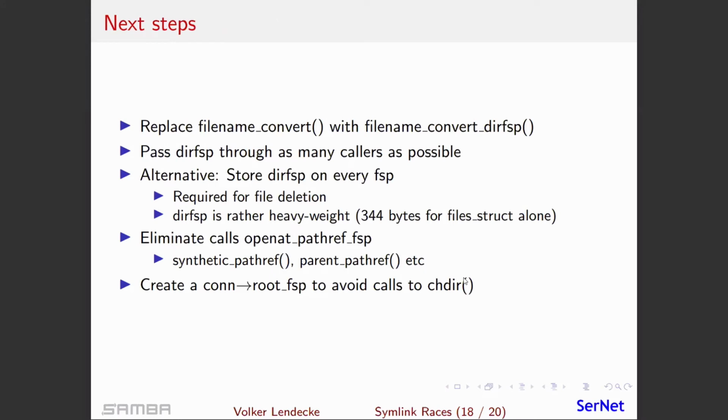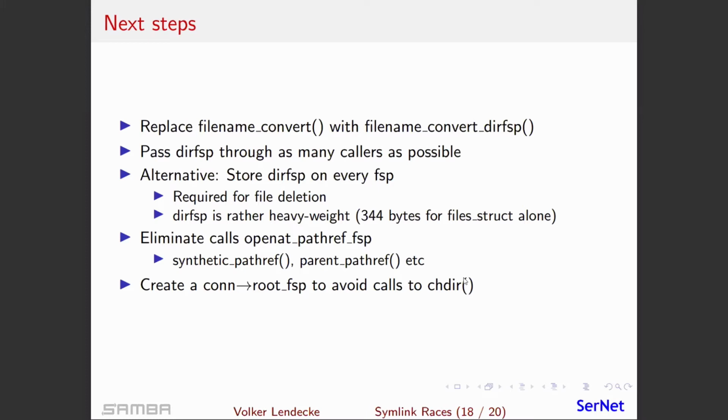So what are our next steps? We need to replace filename convert with filename convert DFSP, and this is the base of our change in 4.17. And look at the patches or contact me for what this exactly does. But essentially, this is the function where we create this number 42 together with a handle on x.text. And then we need to pass this directory FD through as many callers as possible.